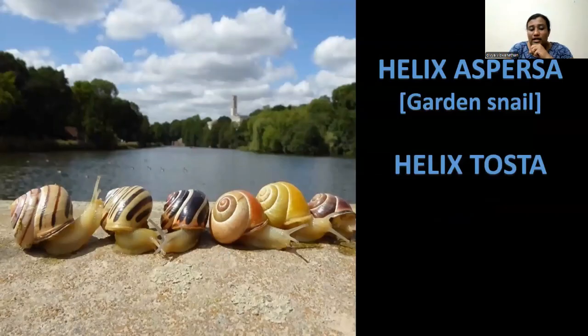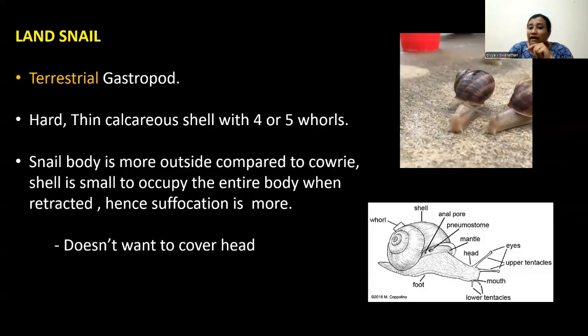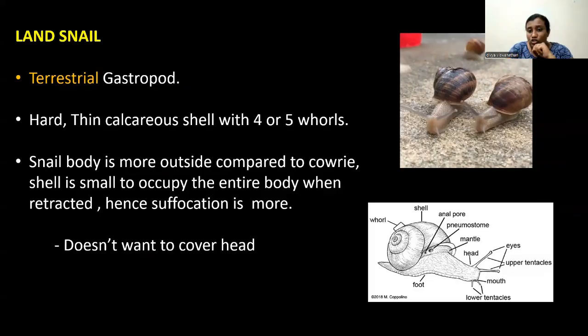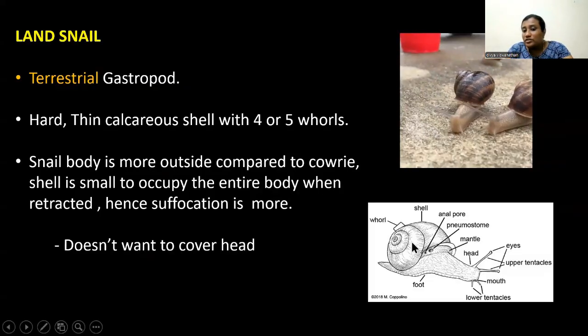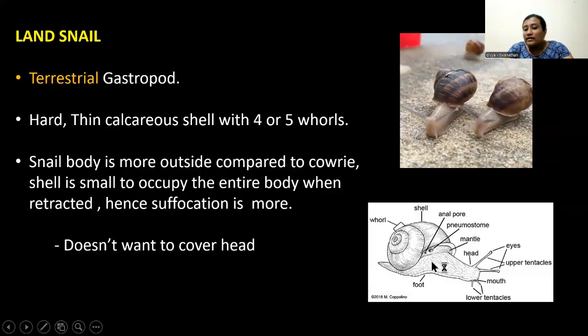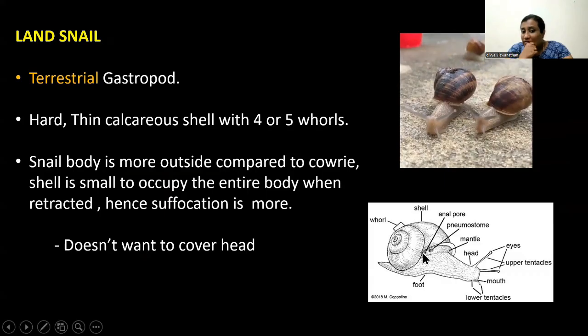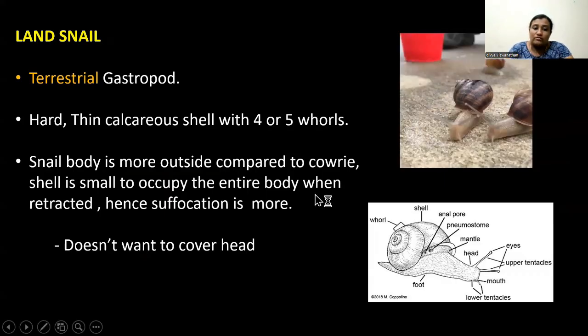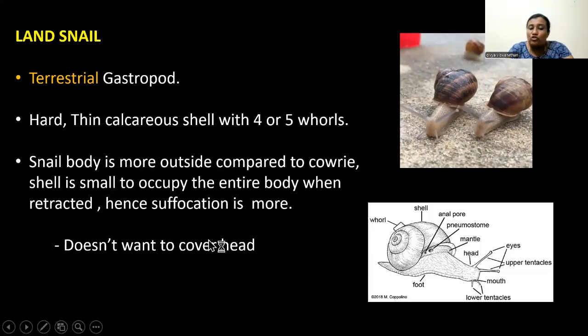So the next is Helix tosta, garden snail, where the animal comes out and goes inside. So they will be speaking more about claustrophobia, because the animal is large but the shell is small, so it can't retract itself inside the shell completely. So these people will be speaking more about suffocation, claustrophobia. They don't want the head to be covered.